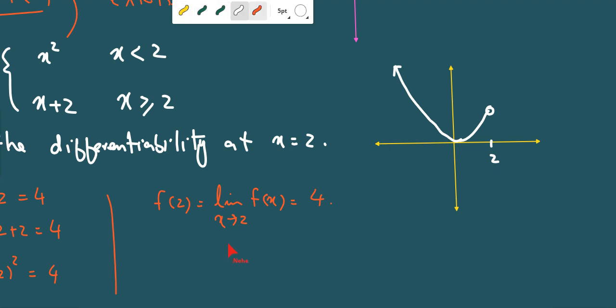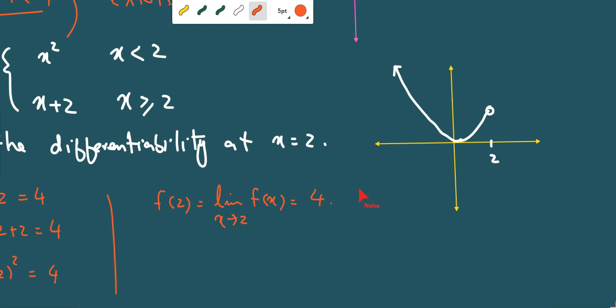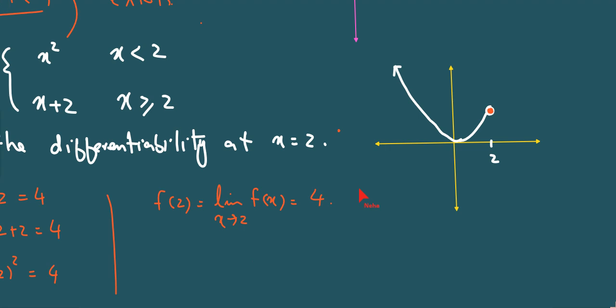Then for the other part, it is x plus 2 when x is greater than or equal to 2. So the slope is 1, and for the red line, it is defined, and it would be 4 approximately. This point is 2, 4. And I will get a curve like this. A straight line now, right?